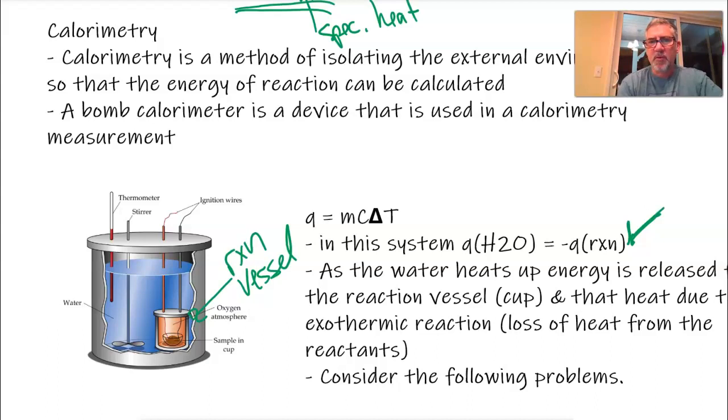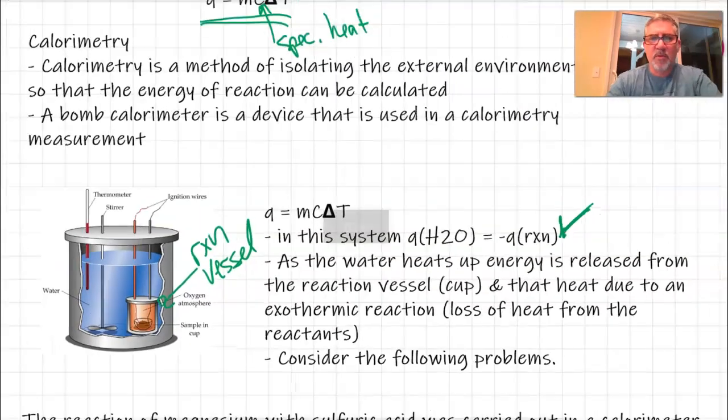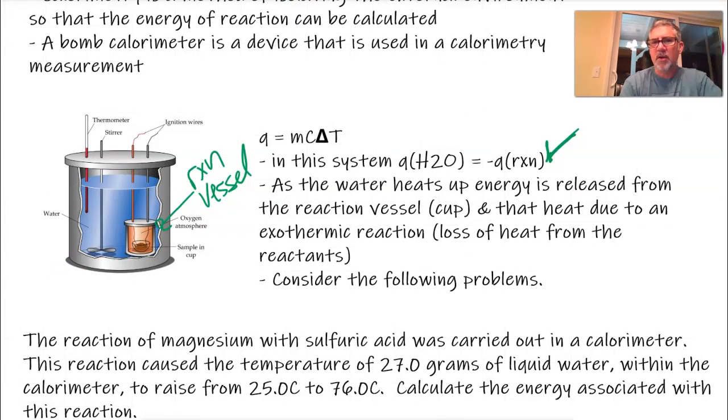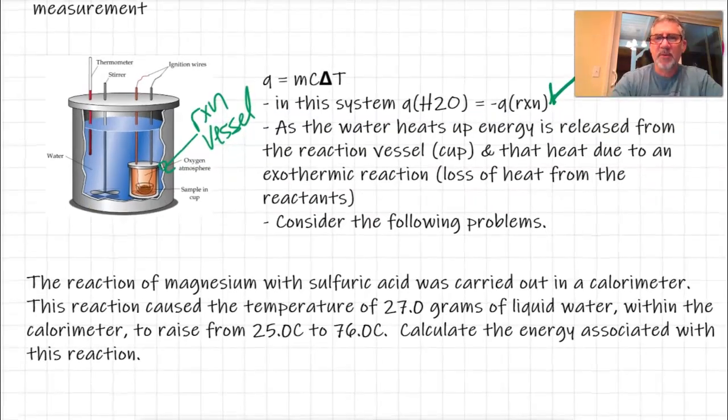So Q of the water, the heat of the water, is negative Q of the reaction. If this produces heat, that means my products are losing energy, and that energy is being gained by the water. So as water heats up, energy is released from the reaction vessel. Then the heat is exothermic. Let me give you an example of it.